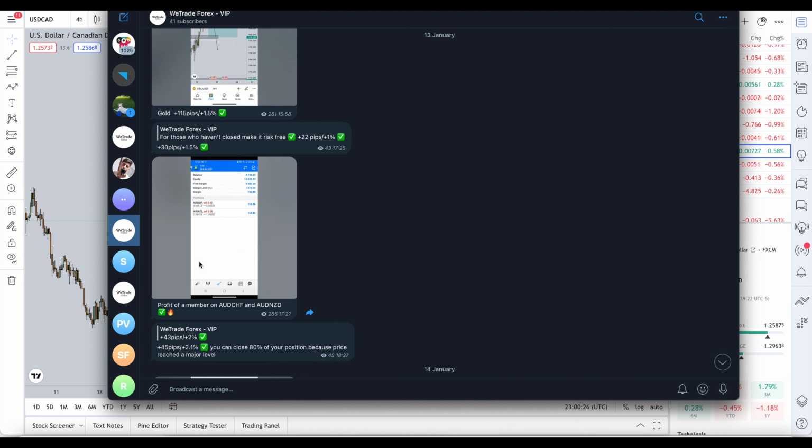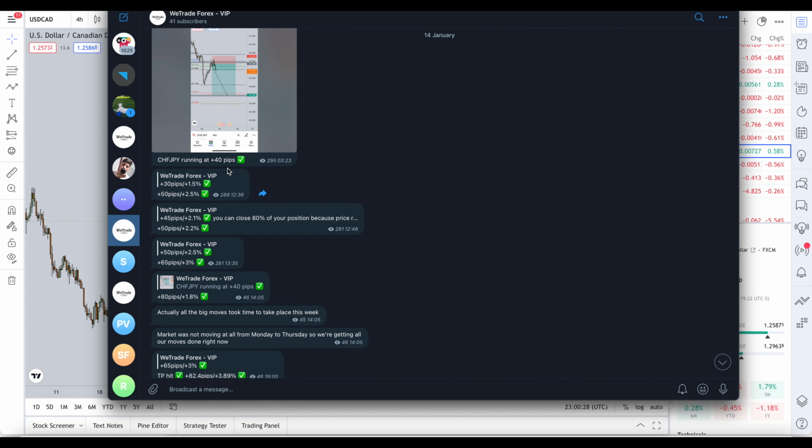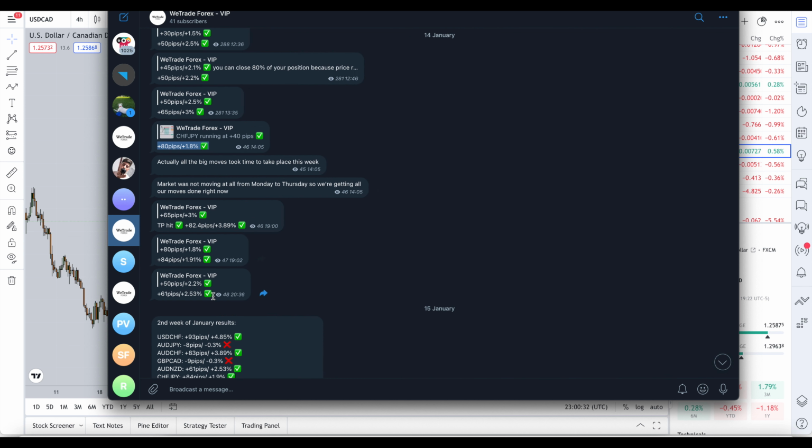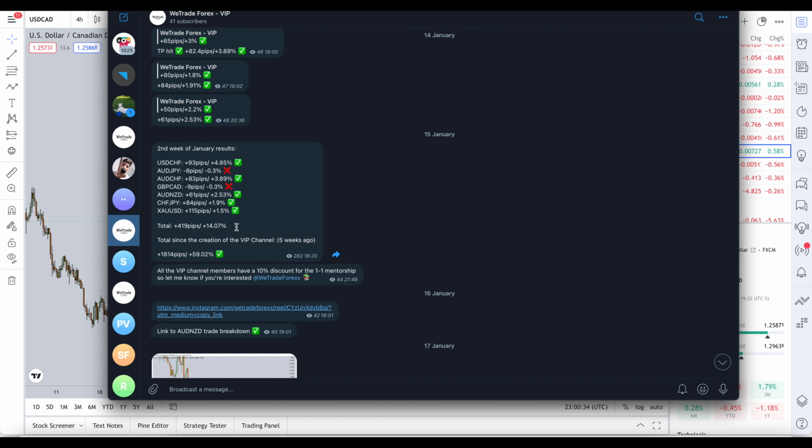That trade ended up running at plus 80 pips, plus 1.8%, and we ended the week with a nice plus 419 pips, which was plus 14%.